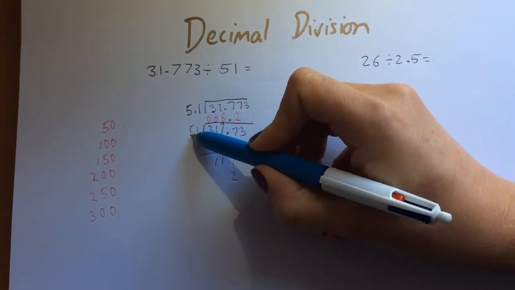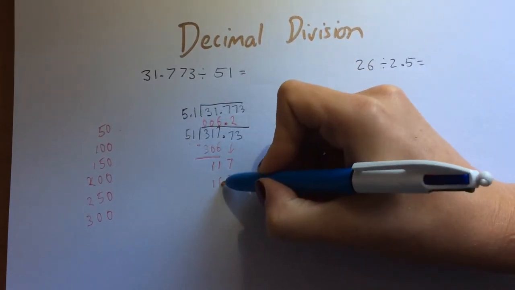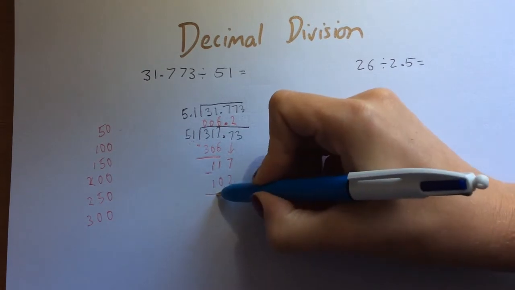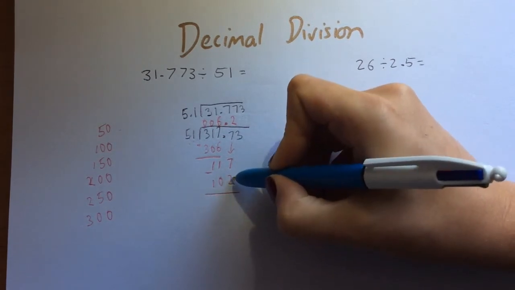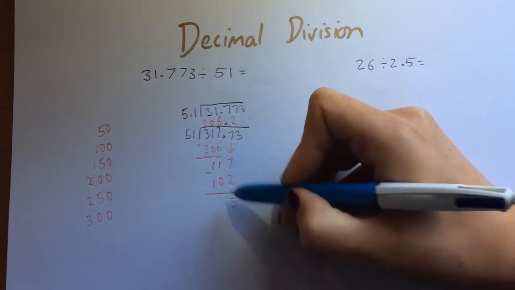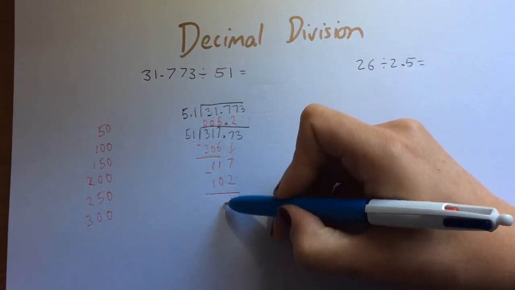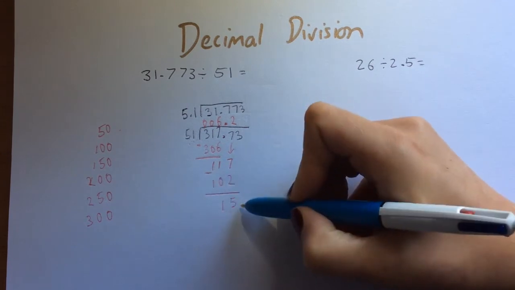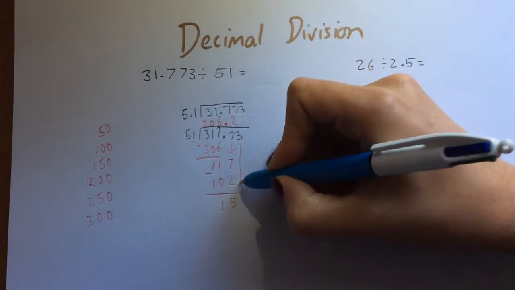And then 2 times 5 is 10. And now I'm going to subtract. 7 take away 2 is 5. 1 take away nothing is 1. And then we've got a 0 there. Okay, so now I'm going to bring my 3 down.